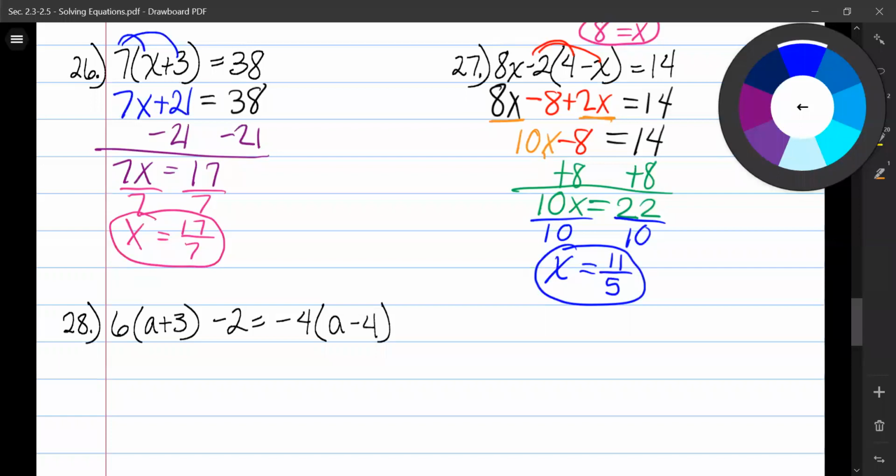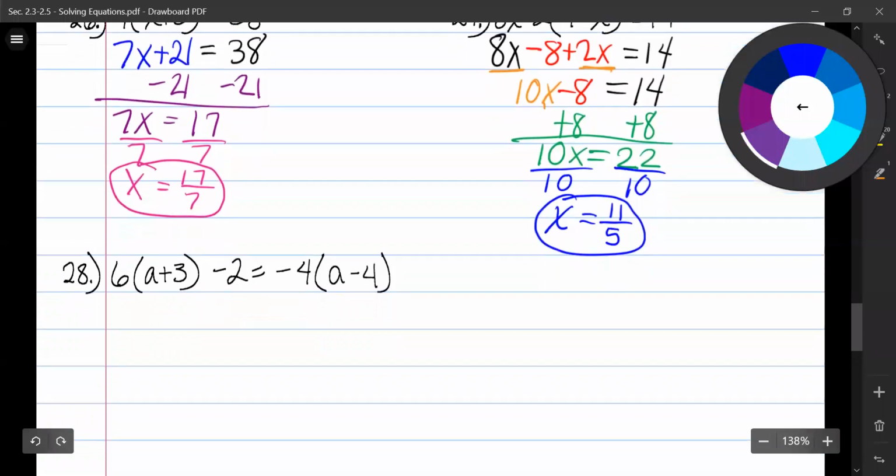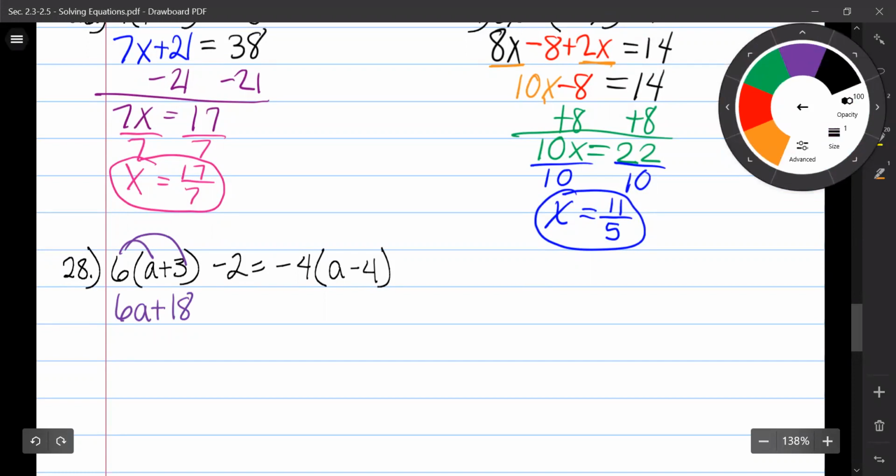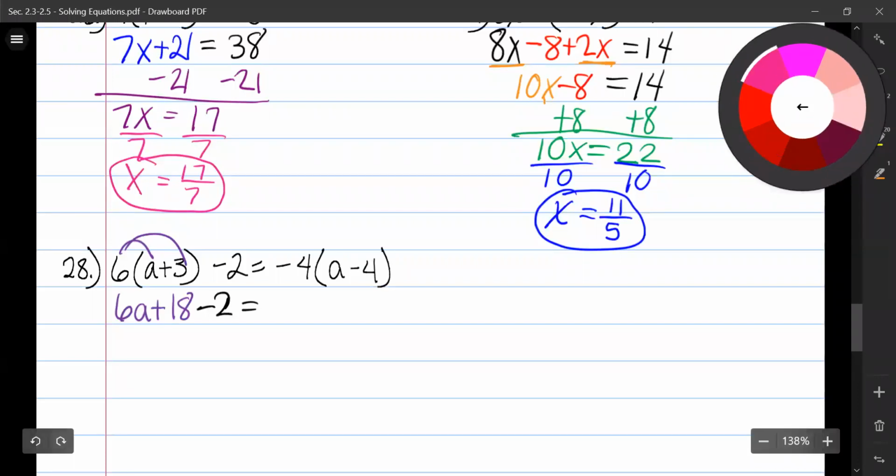And number 28, we also need to distribute and do a bunch of simplifying there. So distribute the 6, which gives you 6a plus 18. Bring down -2 equals, and then distribute the -4, which makes -4a plus 16.